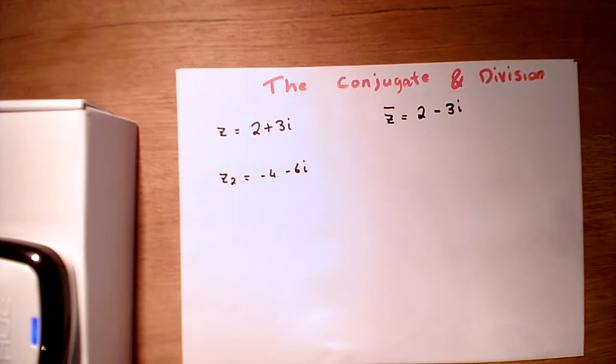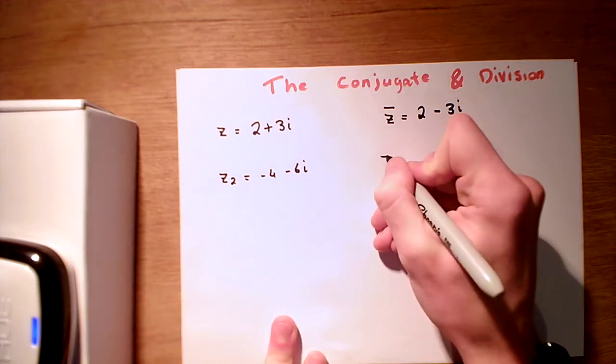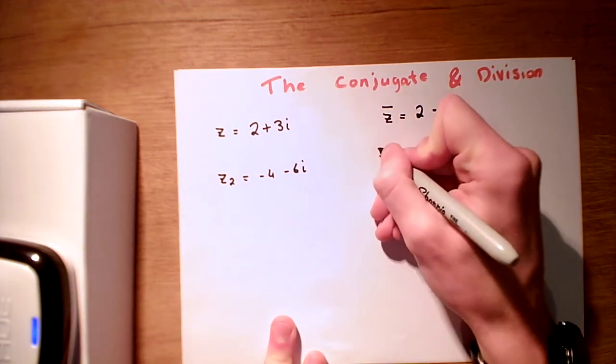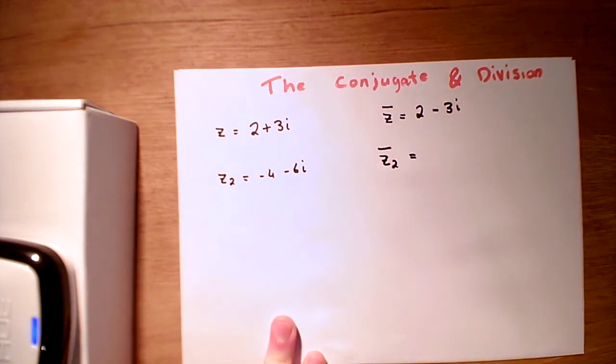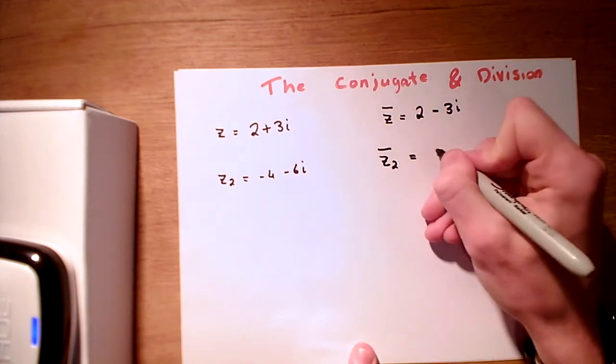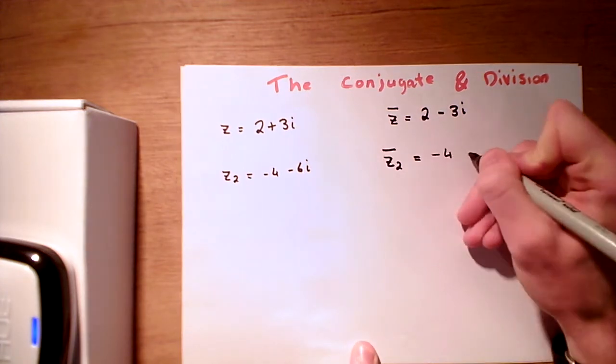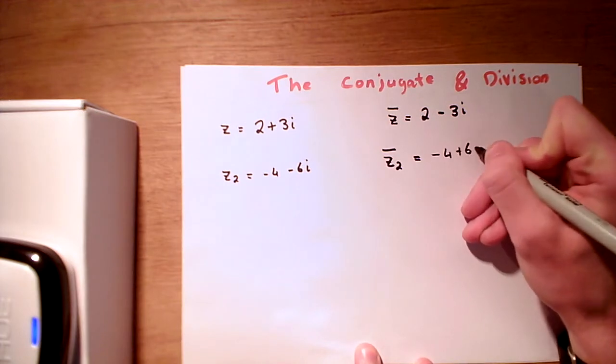And what I would do is encourage you to pause the video here and see if you could write out the conjugate of Z2. If we move on to Z2 there, what we have is the Z2 conjugate. And the conjugate of this, again, we're changing the sign of the bi element, or the imaginary part, and that would be -4 plus 6i.